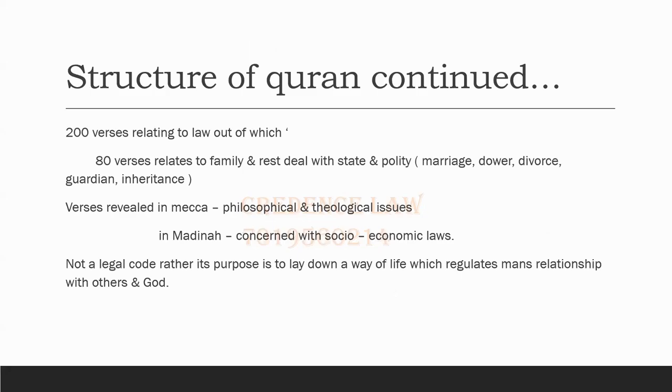Out of this, through 200, only 80 verses are related to family, and the rest all relate to marriage, dower, divorce, guardian, inheritance. And the Quran was revealed in Makkah and also in Medina. The black stone is in Makkah. The place where the Prophet is resting is Medina.